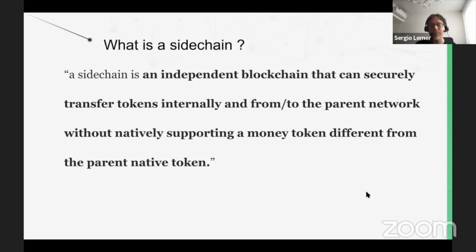So it needs to be able to transfer Bitcoins from and to the sidechain without natively supporting a money token different from the parent native token. This is the definition of a sidechain. You don't get to create a new token for paying transaction fees. You have to use the Bitcoin token, right? That makes a sidechain a very special beast in this ecosystem.